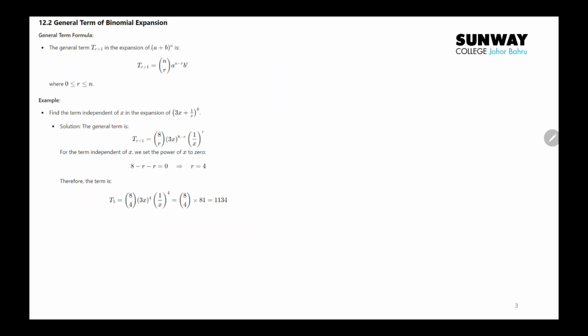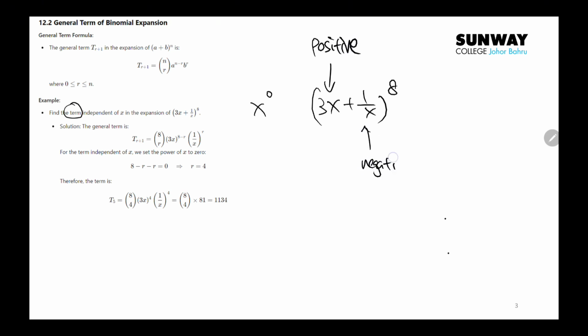Sometimes you will also be asked to figure out the general term or a specific term of a binomial expansion. For example, in this particular example, they would like you to find a term independent of x. It means x to the power of 0, in the expansion of (3x + 1/x) to the power of 8. Is it possible to get one of those? Yes, because our first term has a positive index. Our second term in the binomial expansion has a negative index. So there could be a chance that if you add up these two indexes, they get to the power of 0. And we would like to figure out when that will happen.